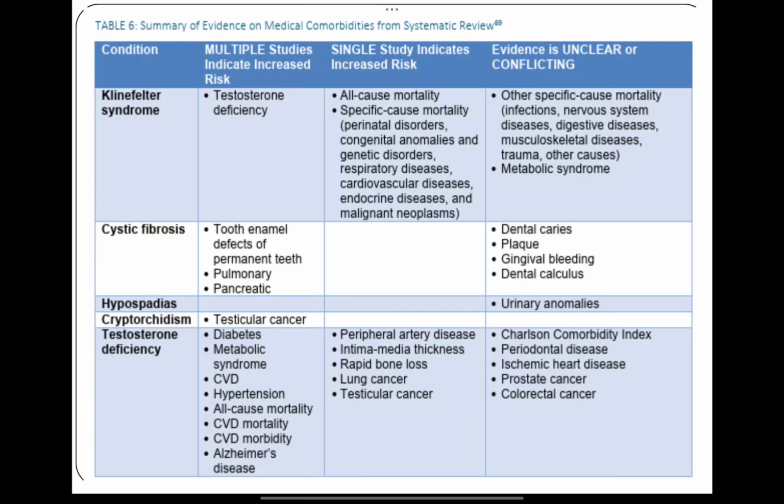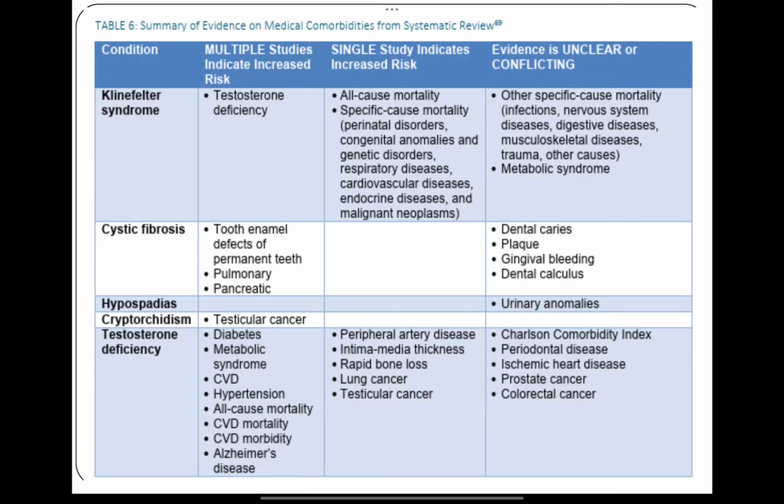Now, stepwise, the conditions and their association. So Klinefelter syndrome, where the genotype is 47XXY, there is testosterone deficiency, and they can be associated with perinatal disorders, congenital abnormalities, genetic disorders, respiratory, cardiovascular, endocrine diseases, and malignant neoplasm.